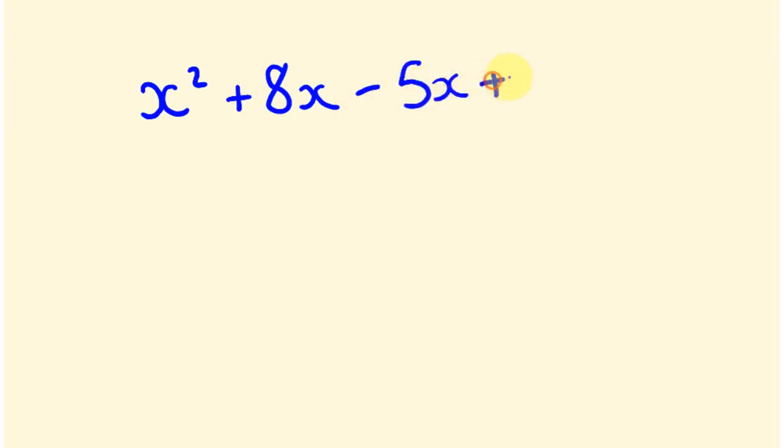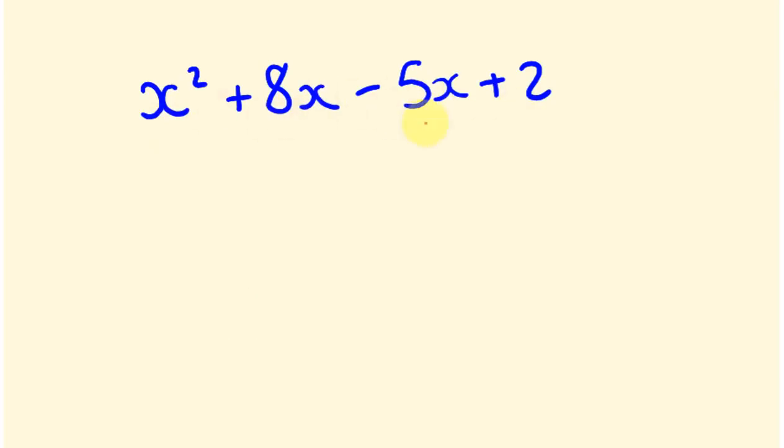Say I had something like x squared. This means x times by itself. And I add this to 8x. And I take 5x. And I add 2. And I say I want to simplify this expression. So what I want to do is group any of the like terms together. Now you're going to see here we've got x squared, we've got 8x, negative 5x, and we've got 2.